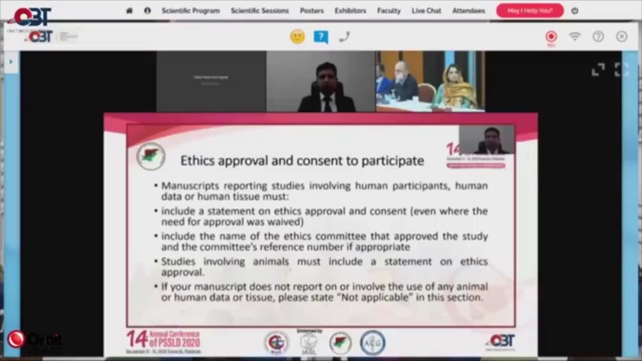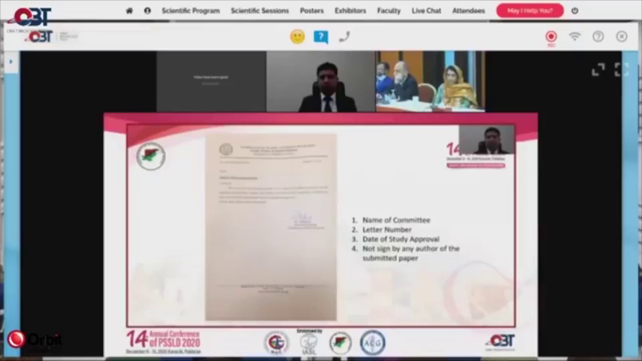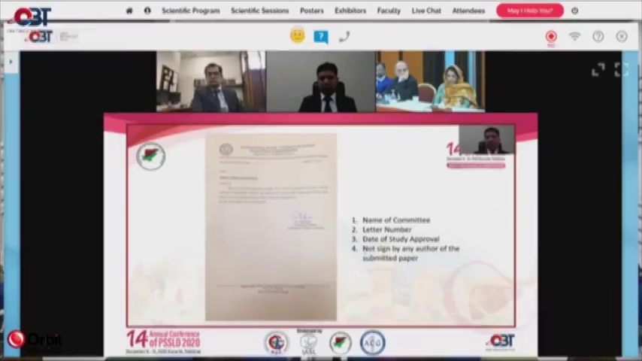So this is a simple ethical approval letter. What the journal requires is that this letter must have the name of the committee who approved this study, then the letter number, and then the date of study approval, and the letter should not be signed by any co-author of the submitted paper.